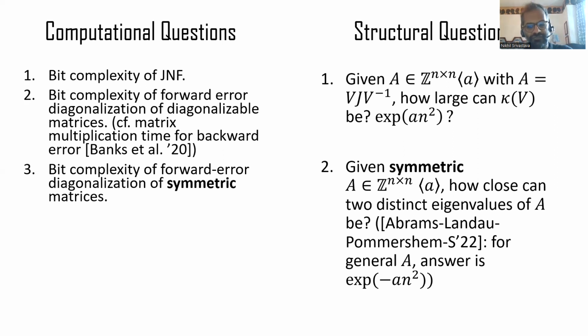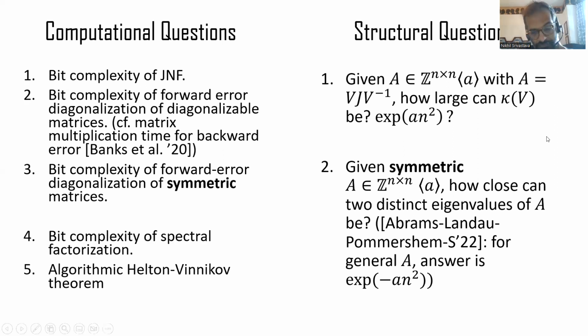And then finally, there's the question of improving the running time for spectral factorization itself. So we gave some algorithm that reduces it to Jordan normal form. That may not be the fastest algorithm. Maybe analysis of the semi-definite programming algorithm would give a better bound, etc. And then finally, can we get an algorithmic Helton-Vinnikov theorem in geometry of polynomials out of this?